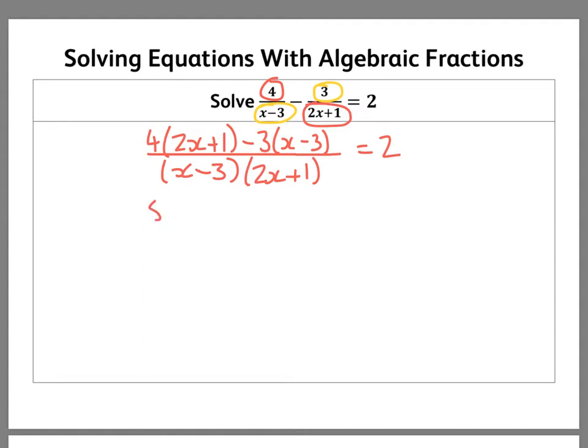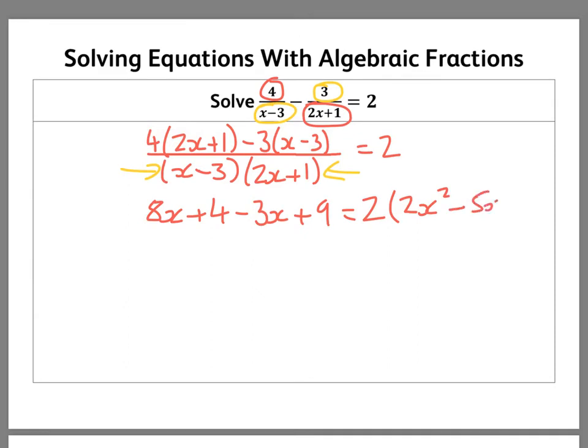Here we go. So we get 8x plus 4 minus 3x plus 9, double negative there, and I'm going to put this lot here. I'm going to multiply that at the same time because I'm a bit tight on space. I'm actually going to expand those brackets as well. So I've got 2x squared minus 5x minus 3. That's from expanding these brackets here. Alright, so there we go.